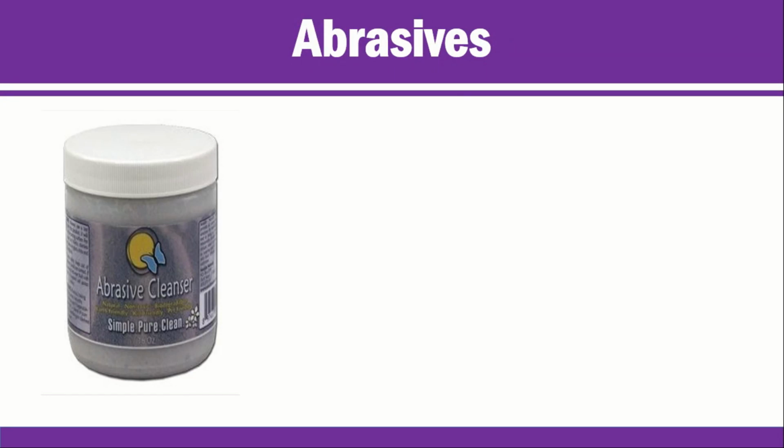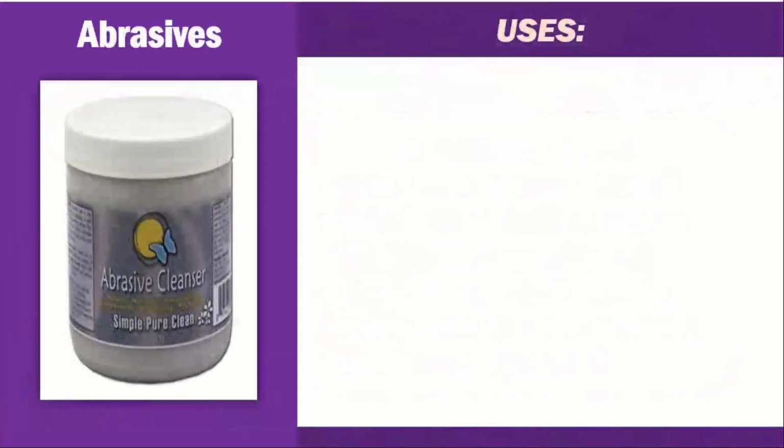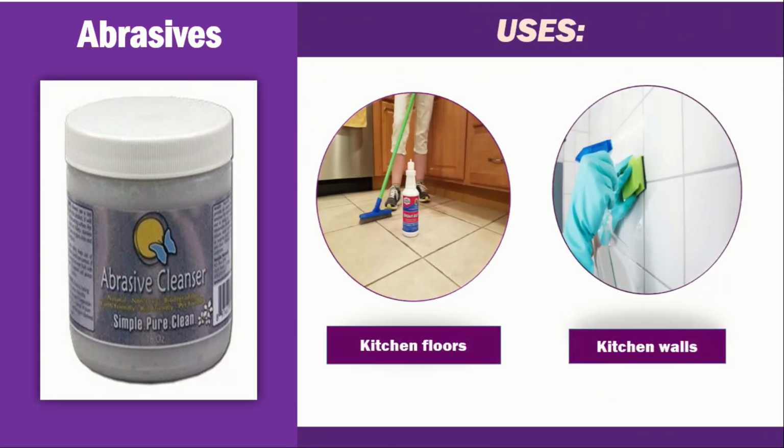The last one is abrasives. Abrasives are generally used to remove heavy accumulations of soil that are difficult to remove with detergents, solvents, and acids. These products must be carefully used to avoid damage to the surface being cleaned. Abrasive cleaners are designed to remove relatively heavy amounts of soil. They rid surfaces of dirt, stains, tarnish, and hard water deposits by scraping them away. Abrasive cleaners are used for cleaning kitchen floors and kitchen walls.